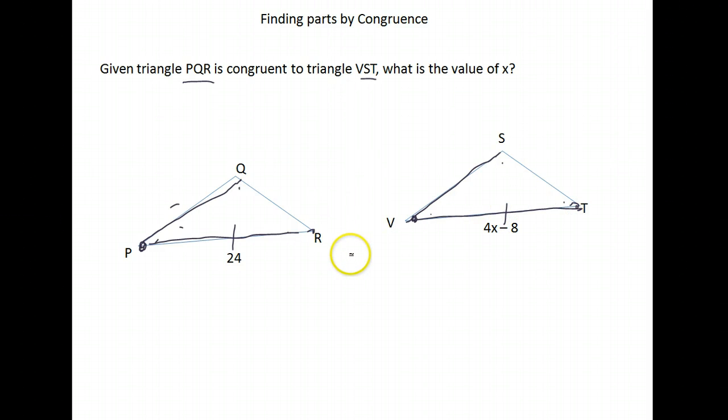So what equation can we set up to solve for x? Well, if these are congruent triangles, those two should be the same length or equal. So we know that 24 should equal 4x minus 8, and we solve from there. Add 8 to both sides. That gives me 4x equals 32. And divide both sides by 4, and I get that x is 8.